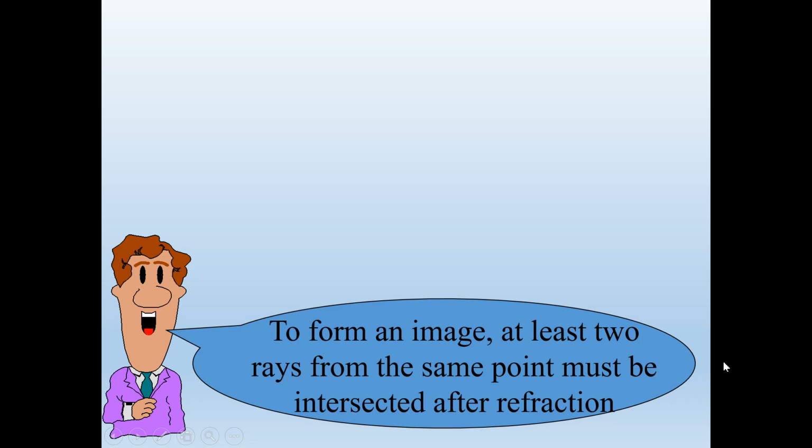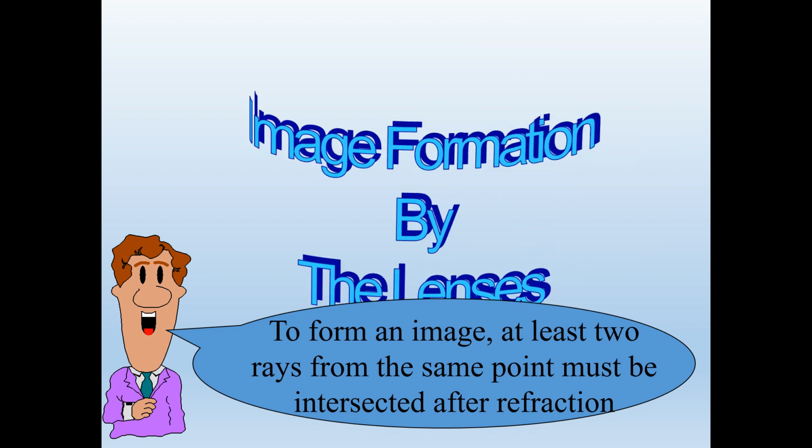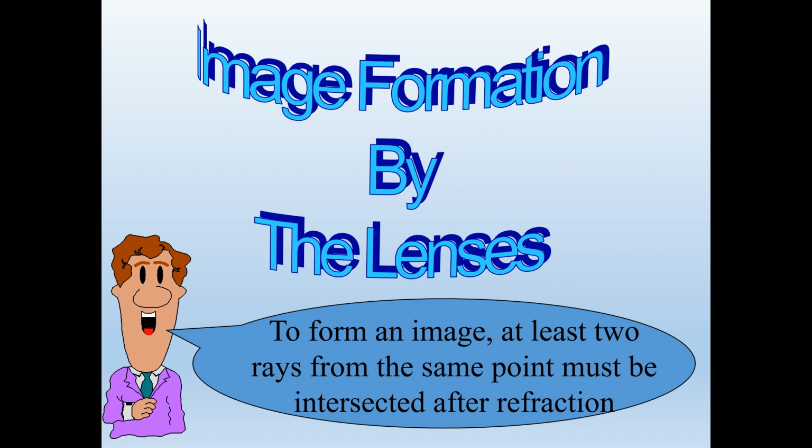Hi everyone, we will continue chapter 8, second part. In the first part, you learned how light can be refracted when we send it. Today we will find the image location and learn how to draw the image. Firstly, image formation by lenses. To form an image, at least two rays from the same point must intersect after refraction.